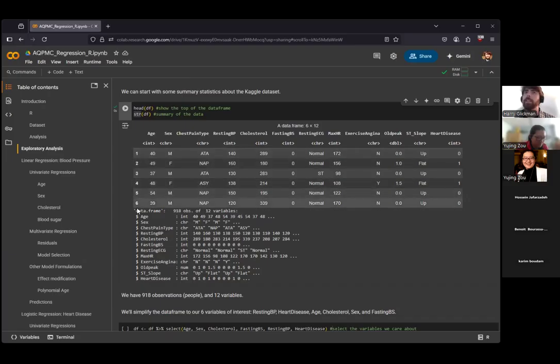This is the first six rows of the data frame. And then similarly down here, these two functions do similar things. There's just ways to get an overall summary of your data. It tells us that we have 918 people, which is exactly what we thought we were going to see, 12 variables. We have, as we expected, age, which is an integer value, sex, which is a character value.